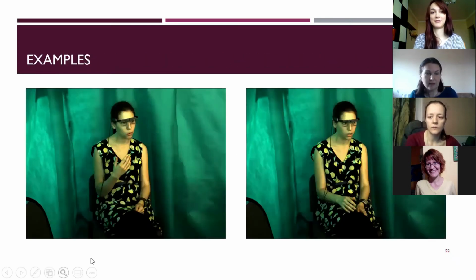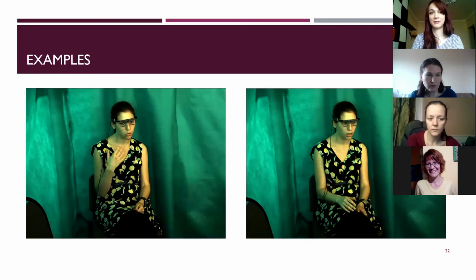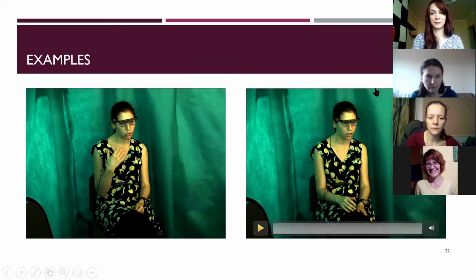And here are the examples. "Он вот может не заметить что-то." This is an example of an aside movement accompanying reduced reference with a pronoun. And the second example.